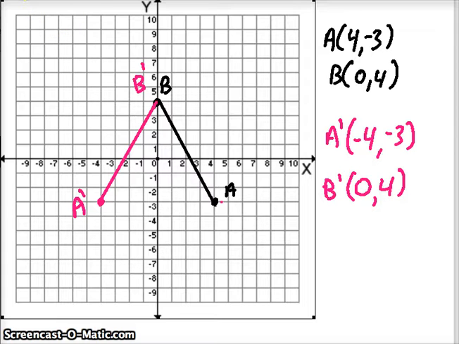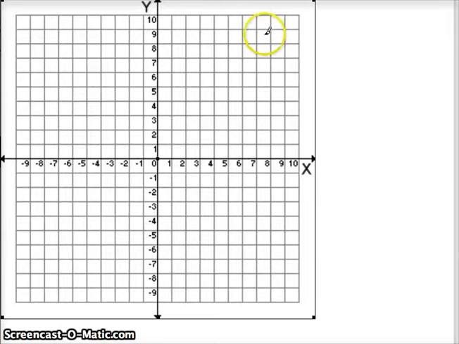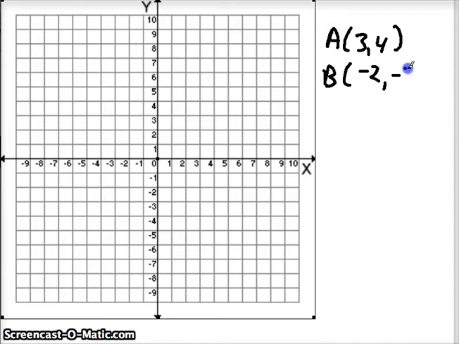Let's do another special case here. A at (3, 4), and let's say B is at (-2, -3). So (+3, +4) is right here. That's A. (-2, -3), that's B. And as you can see, our segment is already crossing the y-axis. So what's going to happen if we reflect it? Well, let's use our rules. So A reflected is going to have the opposite x value.